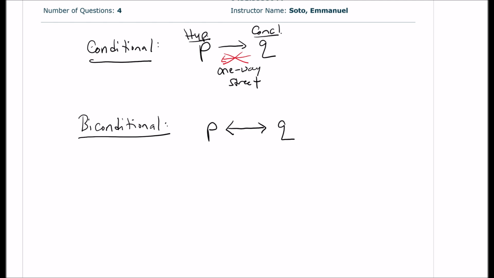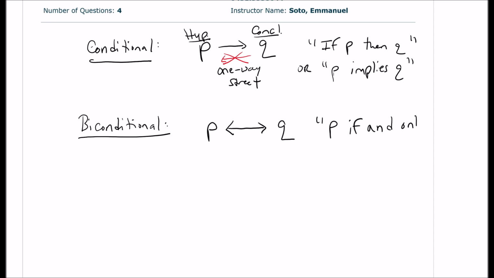Remember that this is read as if P then Q, or P implies Q. Now here, this is read as P if and only if Q. Okay, so that's how you read that. P if and only if Q.